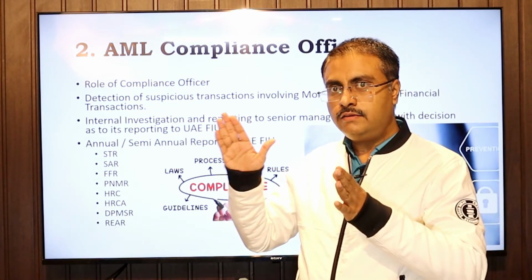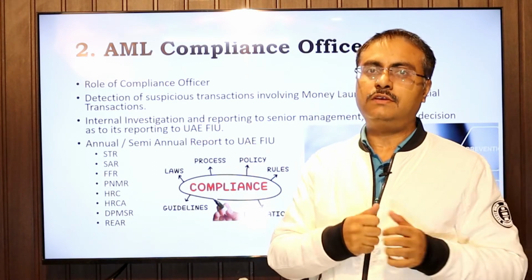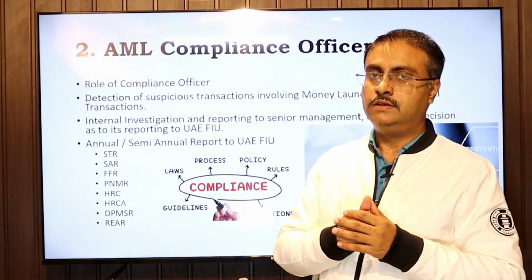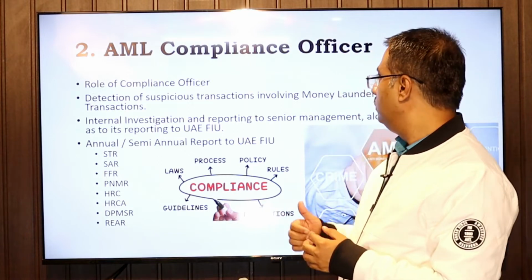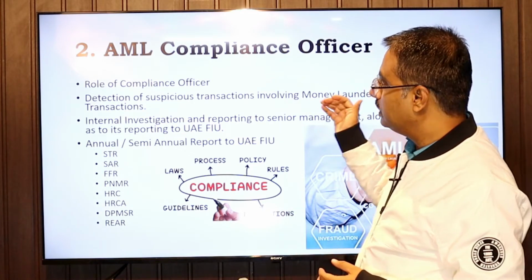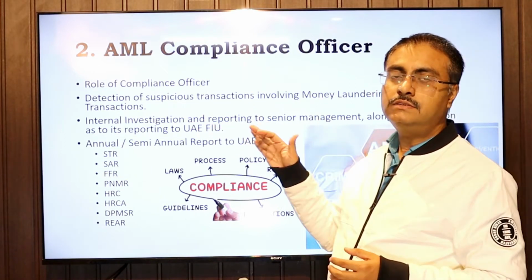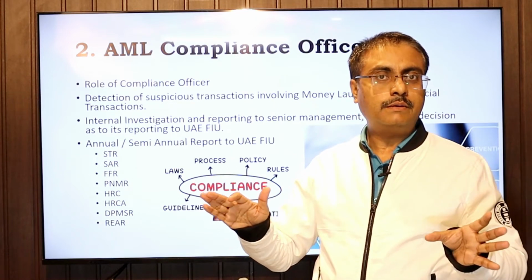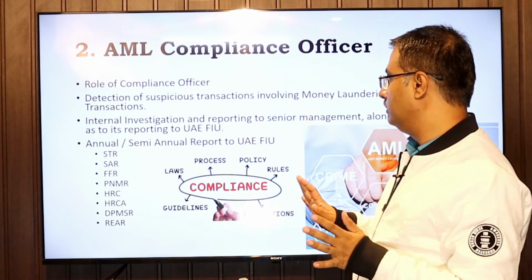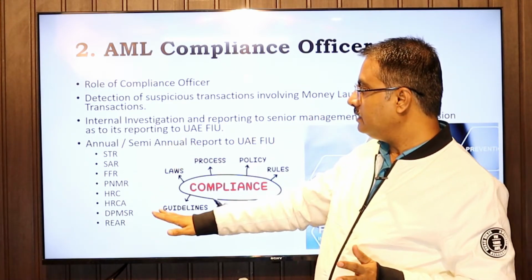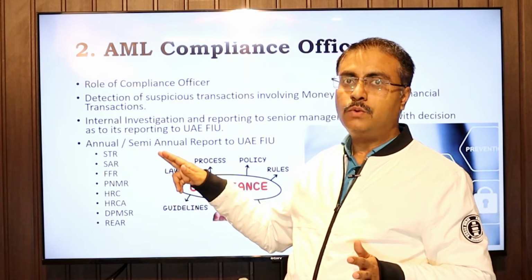So his mind should be in the form of identifying suspicious transactions, identifying the risks and how to mitigate that risk. So it involves money laundering law and financial transactions, internal investigation, and reporting to the senior management. Once they have found there is a suspicious activity happening with the customer, they have to report to the senior management.